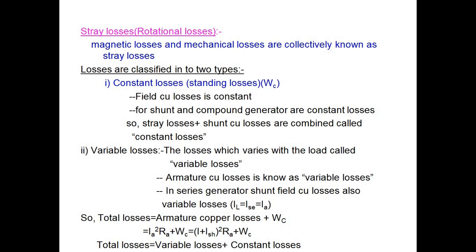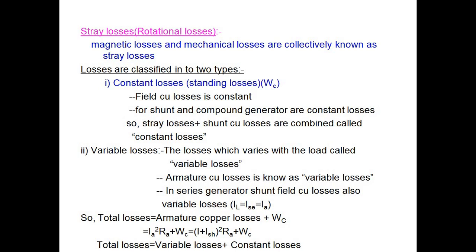Losses are classified into two types. Constant losses, that means standing losses, W_C. Field copper loss is constant for shunt and compound generators. So stray losses plus shunt copper losses are combined and called constant losses.